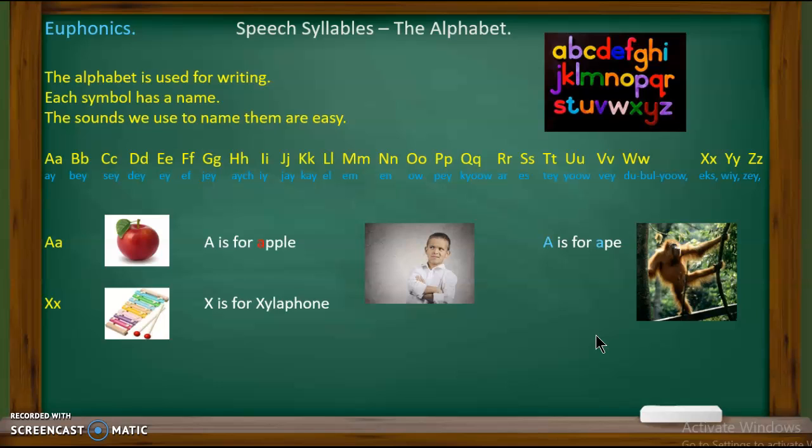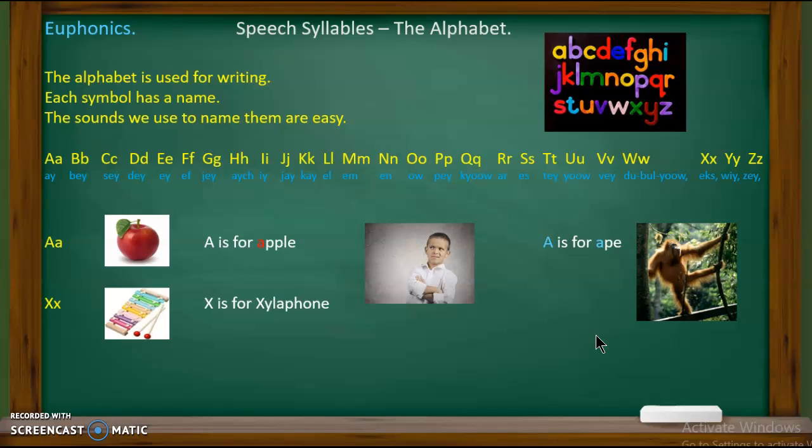Today we'll have a video on the alphabet. If you're teaching children the alphabet, it might be easier to teach by way of vowel sound and not by way of upper and lower case. Let's have a look at what I mean.